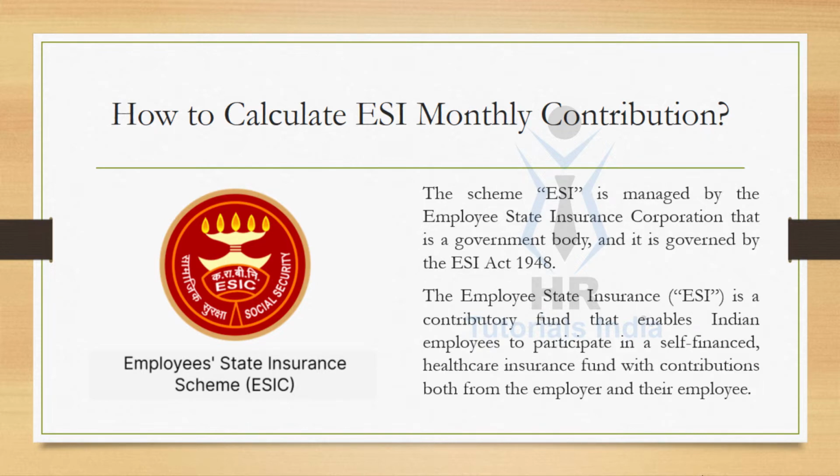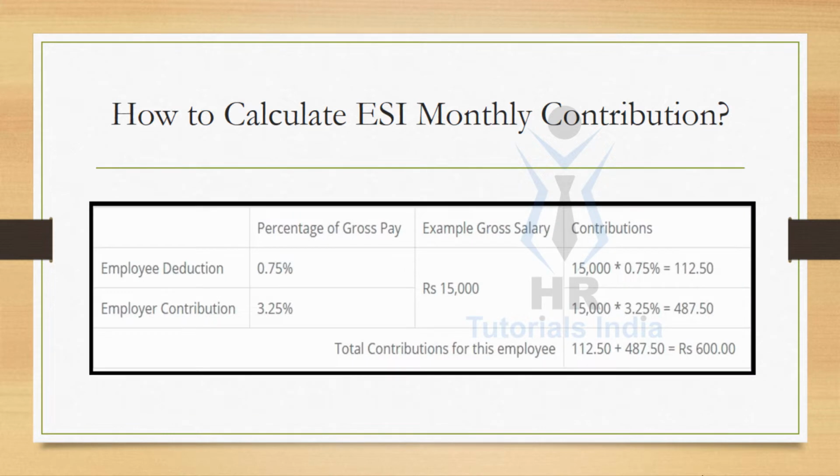The Employee State Insurance ESI is a contributory fund that enables Indian employees to participate in a self-financed healthcare insurance fund with contribution both by the employer and the employee, which means the contribution of ESI is from both employee and employer. ESI is calculated on gross pay, whereas employee contribution is 0.75% of the gross pay and employer contribution is 3.25% of the gross pay.